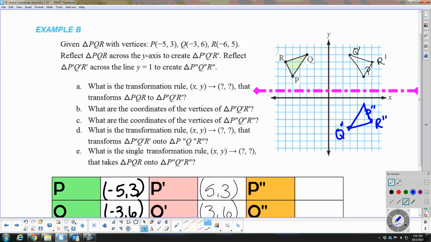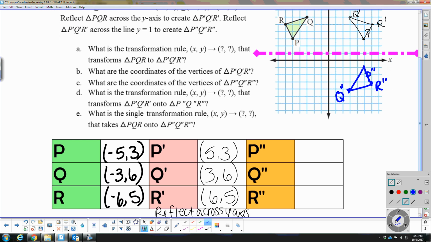So then you can finish filling out the table for P double prime, Q double prime, R double prime, and then we'll think of the general rule that gets from P to P prime, and Q to Q prime, and R to R prime.